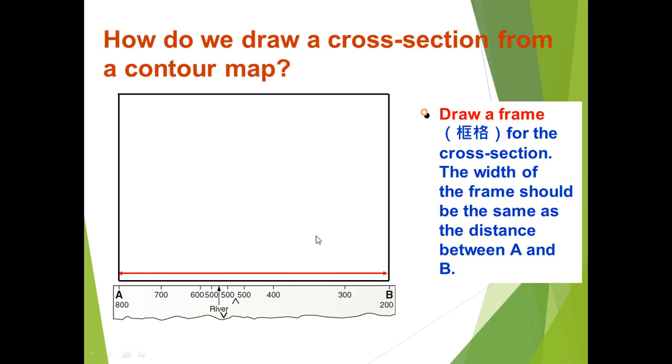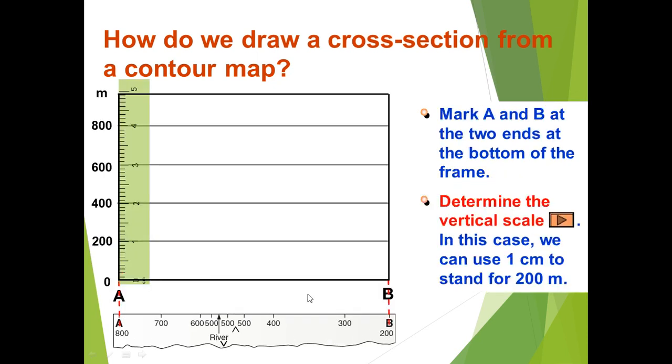The next step is to take a random piece of blank A4 paper, or to make it more convenient, you can also find a graph paper, because we have to draw a frame for the cross section. You have to make sure that the width of the frame is the same as the distance between A and B. So the width of the frame should be in line with the distance between these two points. Okay, and then you have to determine the vertical scale.